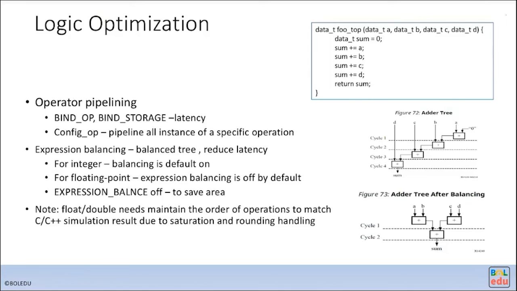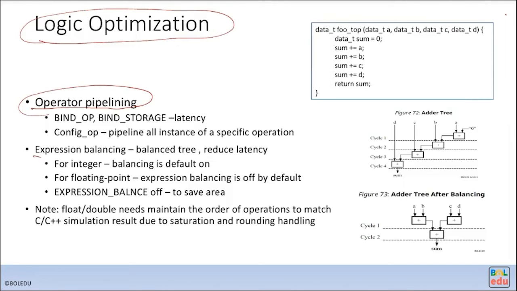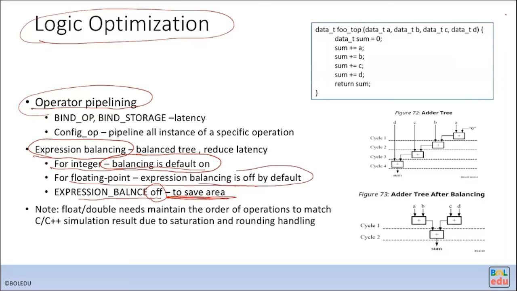And another way is wisely using the logic optimization. You can use operator pipeline and use expression balance. It will give you a better result, especially using expression balance off, to save the area. By default, for integer, the balance is on. For floating point, the balance is off by default.